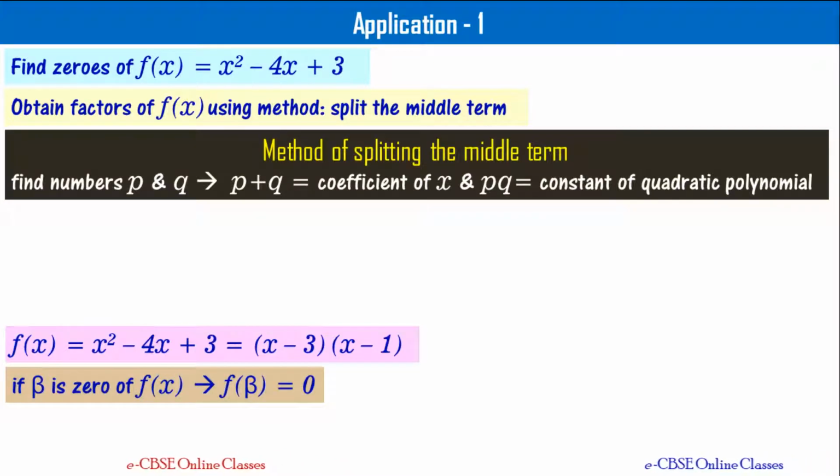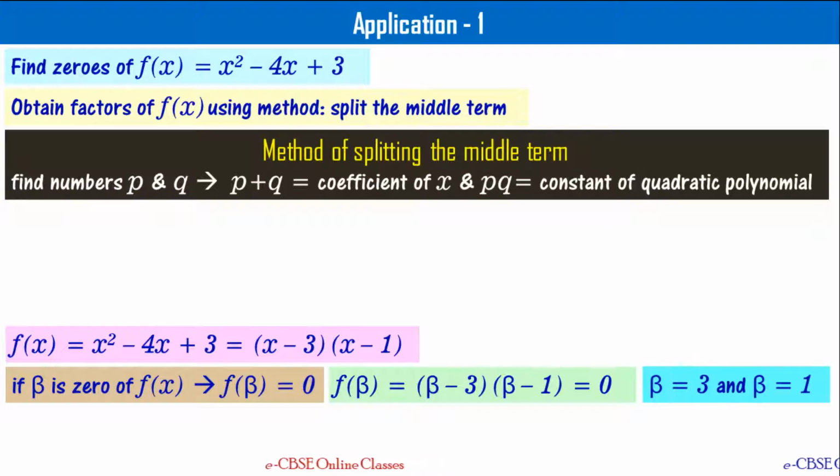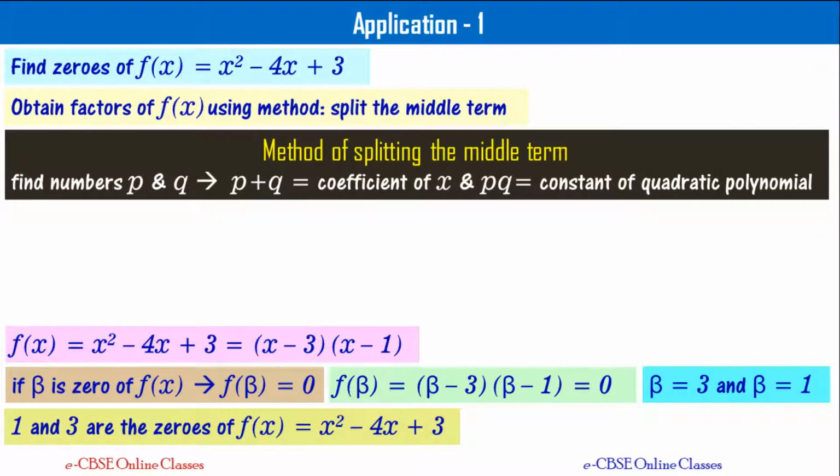If I say that beta is the 0 of f of x, then it becomes f of beta equal to 0, right? So f of beta can be written as beta minus 3 times beta minus 1, that is equal to 0. This equation holds true when beta equal to 3 and beta equal to 1, right? It means that 1 and 3 are the zeros of f of x equal to x square minus 4x plus 3. This is what we are asked to find.